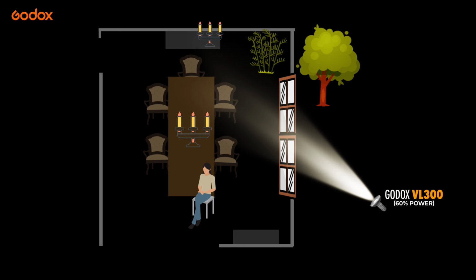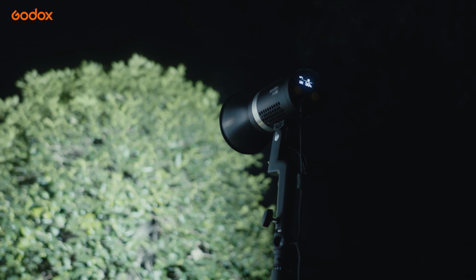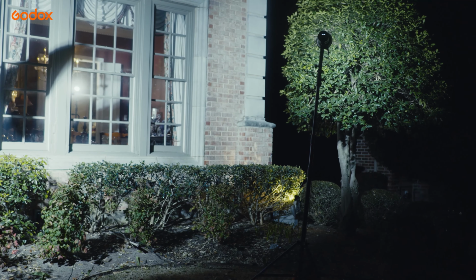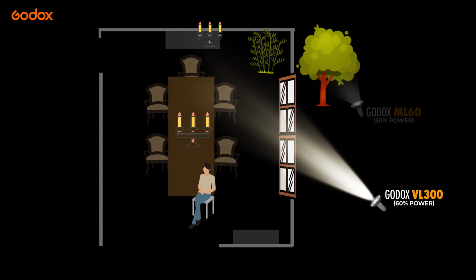The next light was also outside. I placed a GODOX ML60 high up and pointed it directly at the tree. This allows for a bit of color contrast by illuminating the green from the tree and helps balance the scene behind the subject. This light was set at 50% power.